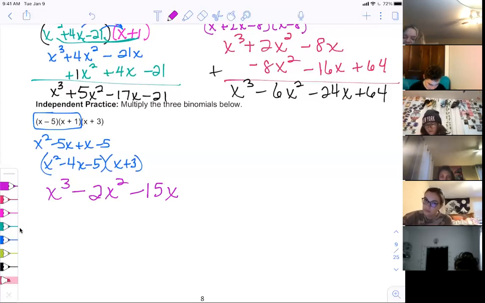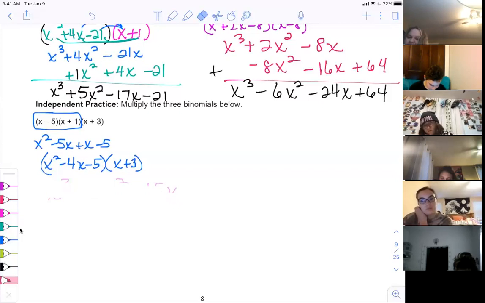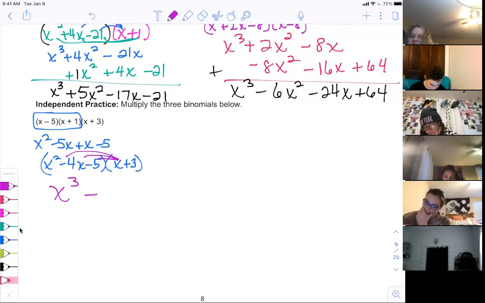Oh wait, I multiplied them the other way. Okay. Sorry. Did you multiply the last two together? Yeah, I multiplied the first one and the last one together. Oh, well, that's interesting too. Okay. Are you willing to try and multiply how I have it written? Yeah. It would be x to the third minus 4x squared minus 5x. And then the next 3x squared minus 12x minus 15.